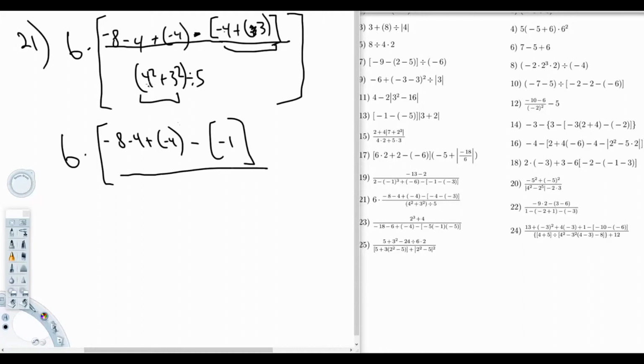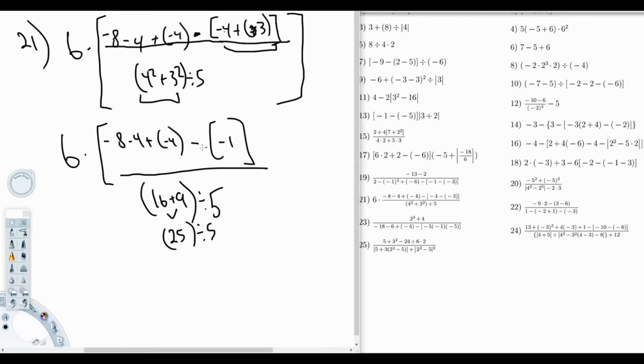Over 4 times 4 is 16. Plus 3 times 3 equals 9. Divided by 5. We still have a bracket to do. This guy comes out to 25 divided by 5. So let's solve for the top.